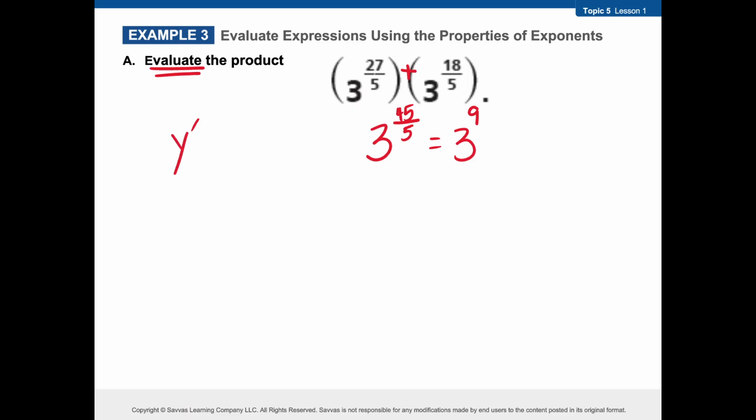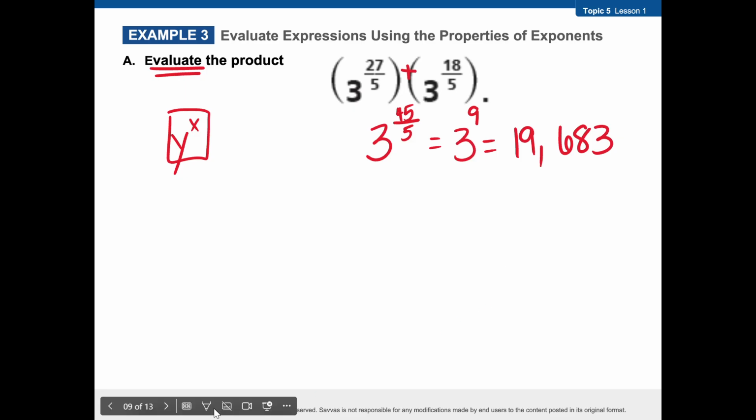Again, use this button on your scientific calculator. It's on top of the division if you have the gray calculator. And then 3 to the, press that button, press 9 equals, and your final answer would be 19,683.